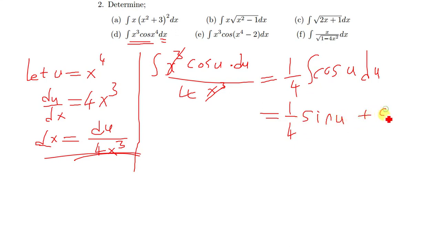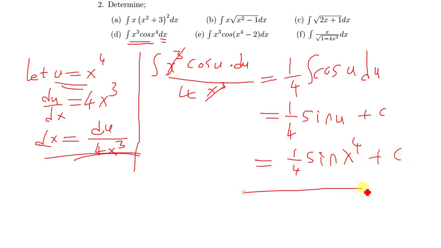plus c. But remember, our u is nothing but x to the power 4, which is just this part here. So this is going to be sine x to the power 4 plus c. So this is how you solve this question. It is also just as simple as drinking water. We proceed to the next question.